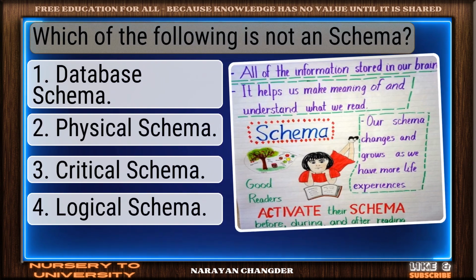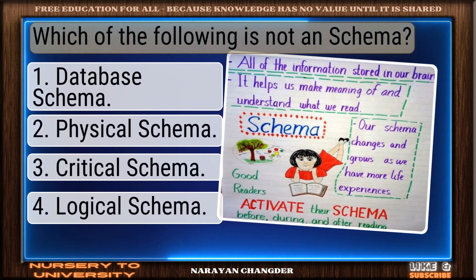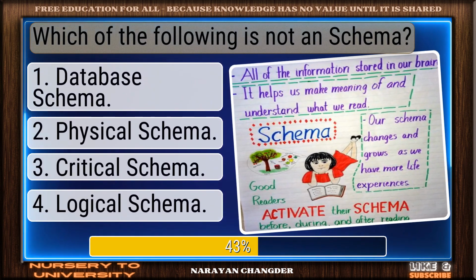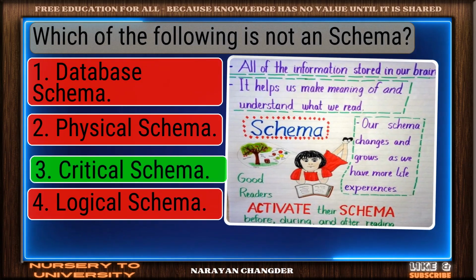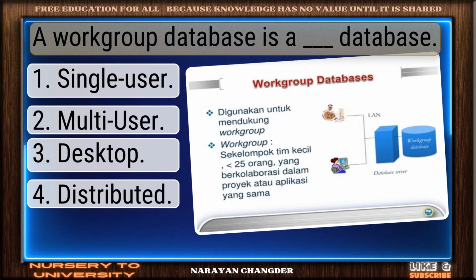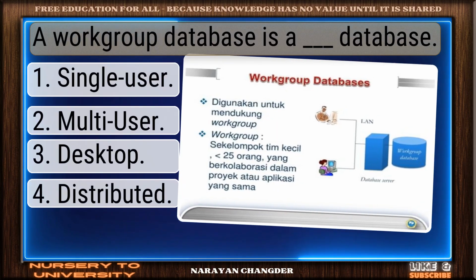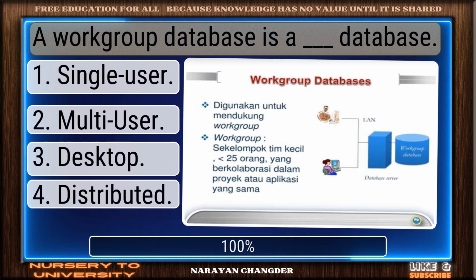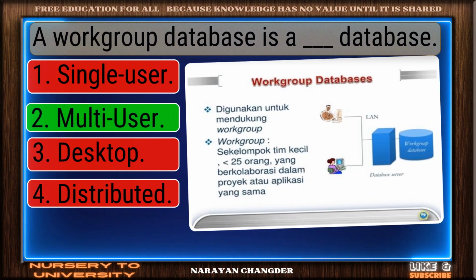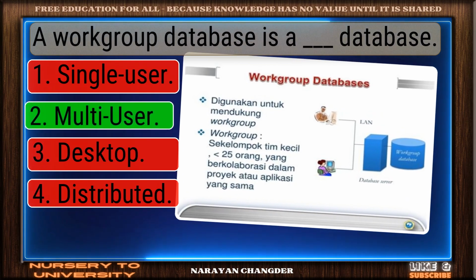Question number 30. Which of the following is not a schema? Nicely done. Critical schema is a solid answer. Question number 31. A workgroup database is a dash database. Great thinking. Multi-user is the right choice.